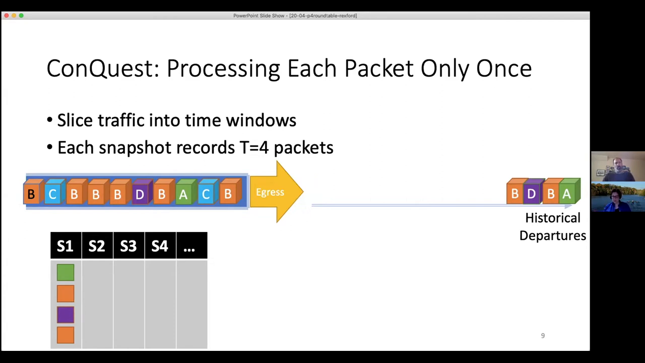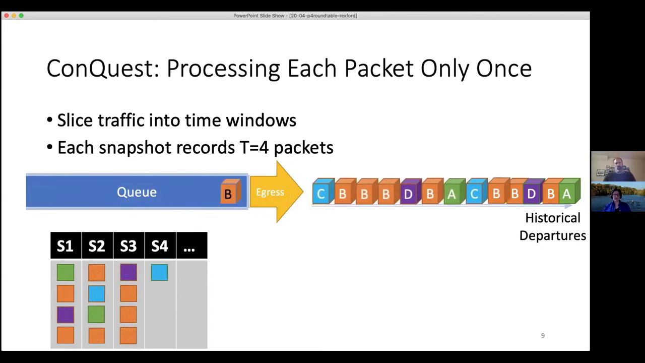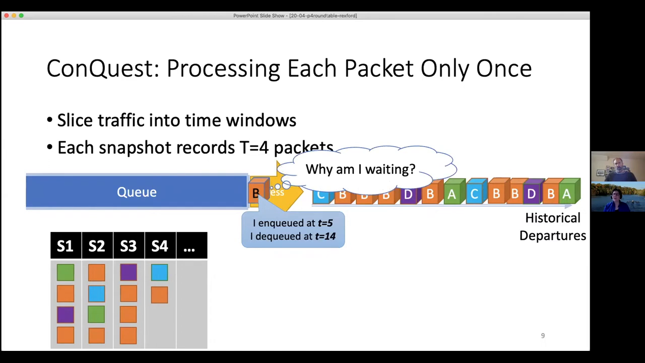But we do want to keep track as these packets start to go through the system. We're going to continue to keep snapshots on the departure times of these packets in batches. And now this last packet of flow B is being analyzed. It's going to be added to the data structure also. And the question we want to ask is, this packet has metadata. It knows when it arrived and it knows what time it is now. And it realizes it's been in the queue for a really long time. And the question is, why was I kept waiting so long?